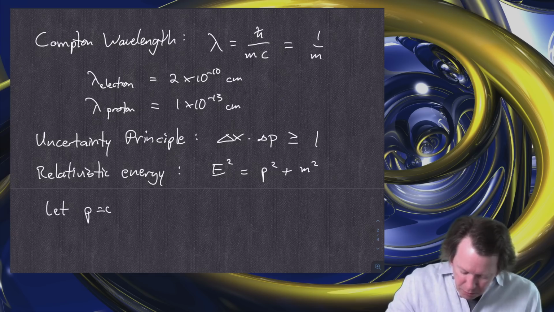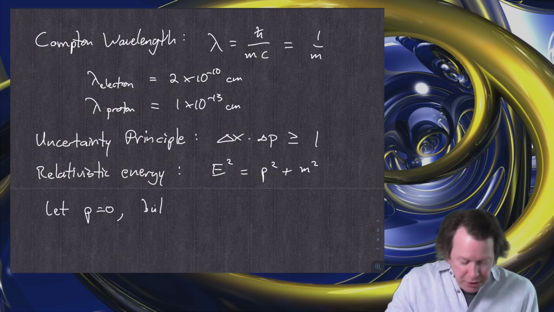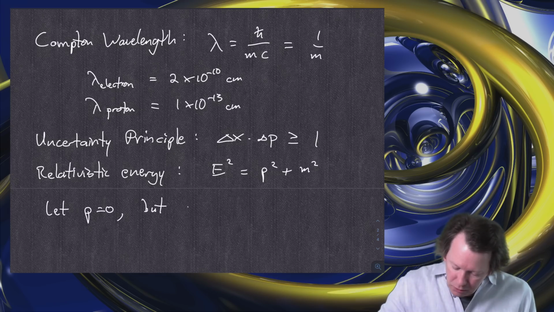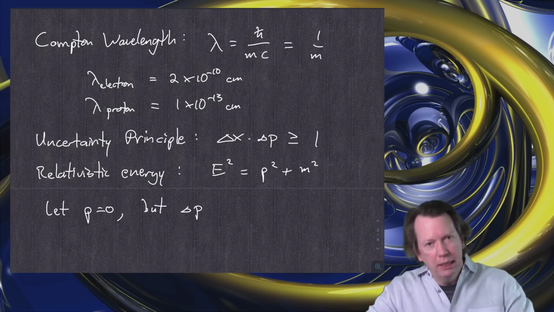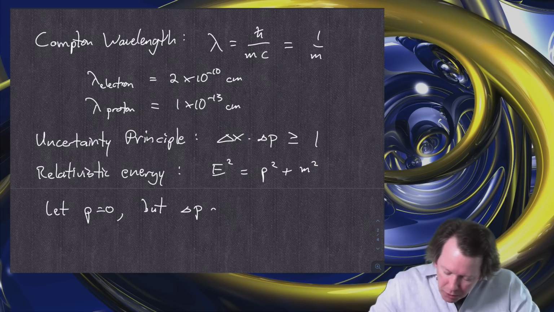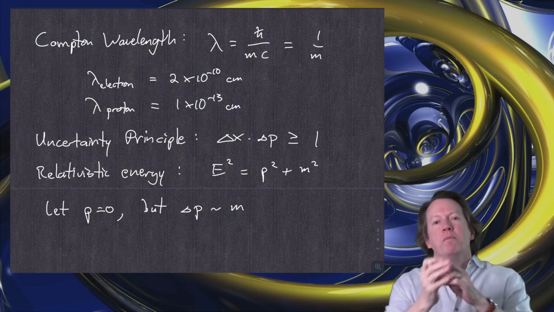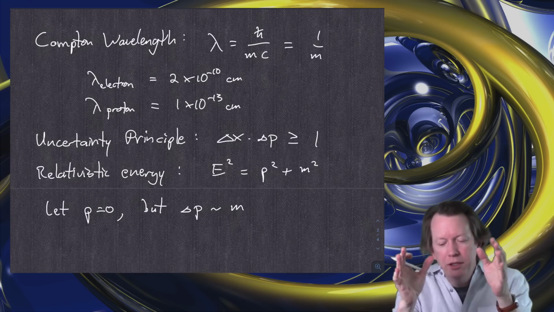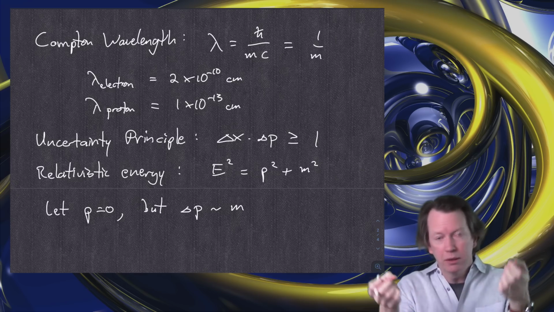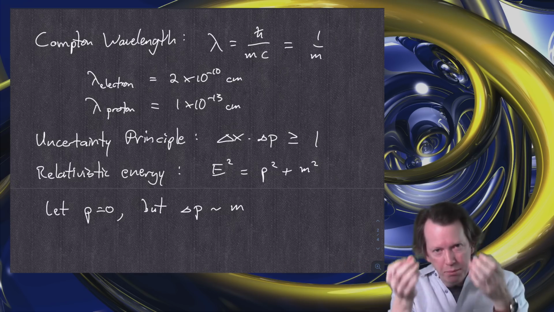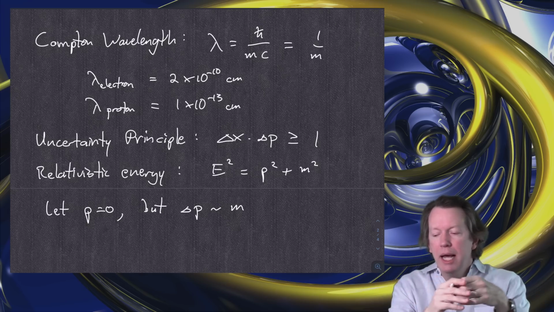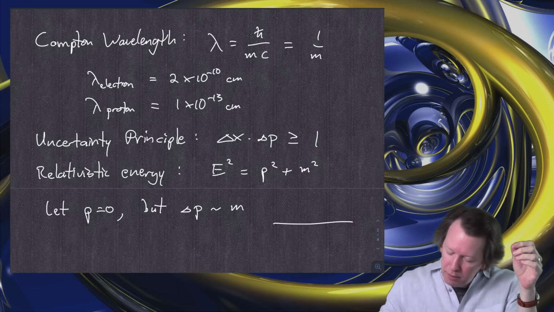Okay. So consider a particle with 0 momentum. Let p equal 0. But imagine that you have delta p, the uncertainty in the momentum, of order the mass, okay? So what I'm saying here is, imagine you have a particle and it has a wave function. So we're not just thinking classical particles. We're thinking of a particle with a quantum wave function. And the wave function might look like a wave packet.